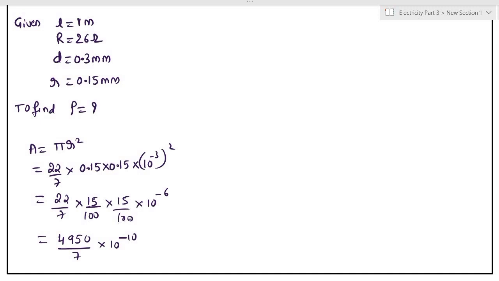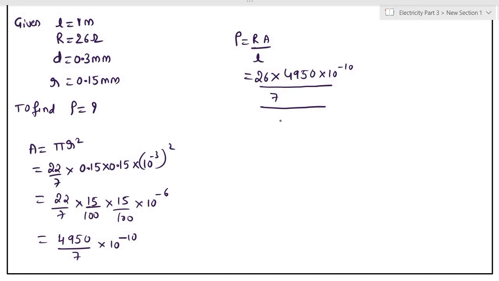It becomes minus 10, because 100 means 10 square, 10 square into 10 square, that is 10 raised to the power 4, and it goes to the numerator, it becomes 10 to the power minus 10. Therefore, rho is equal to RA divided by L. What is the resistance of the conductor? He had given 26, and what is the area of cross section? 4950 into 10 to the power minus 10 whole divided by 7, and what is the length of the conductor? He had given 1.